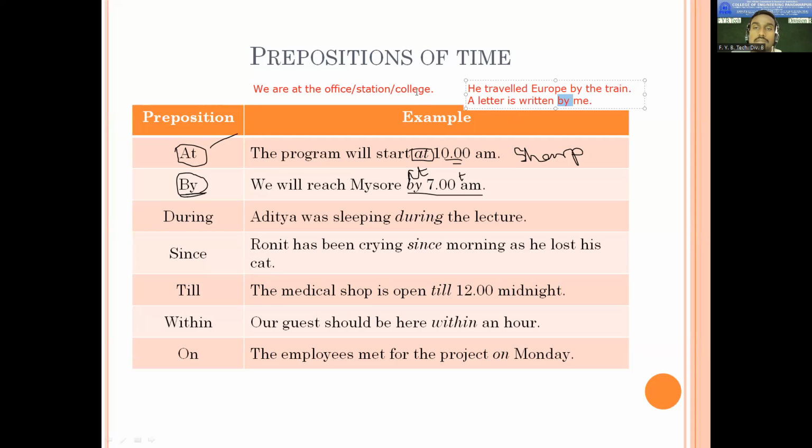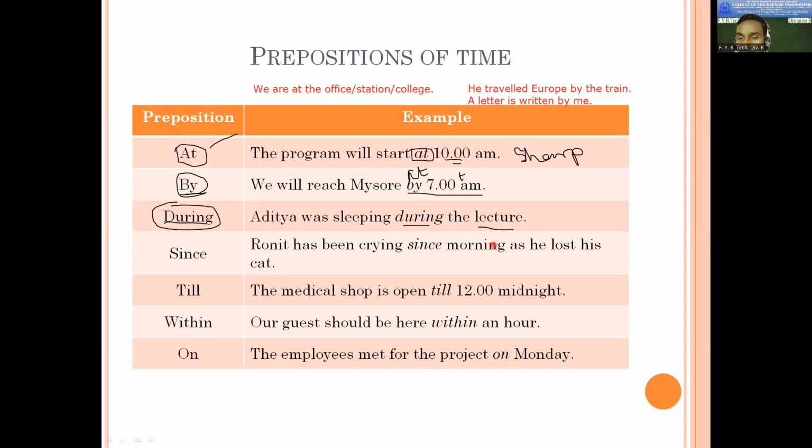Then next, during. During means something which is going on in between. So for that, during is used. So Aditya was sleeping during the lecture. So what is going on here?